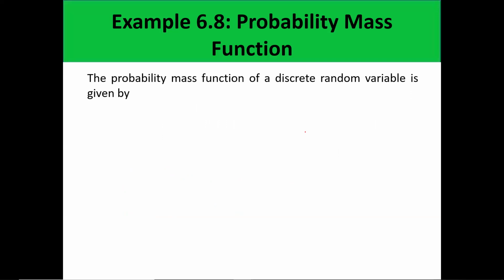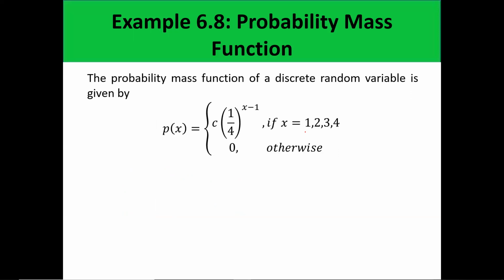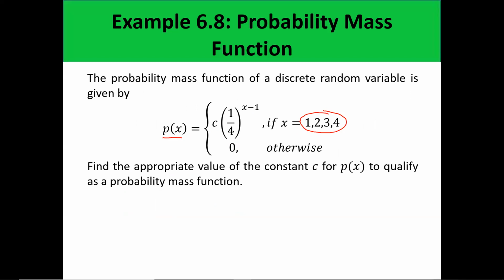And finally, the probability mass function of a discrete random variable is given by the formula small p of x equals small c times 1/4 raised to x minus 1 whenever x is equal to 1, 2, 3, and 4. And the probability is 0 whenever x is not among these values. Okay, so the question is, find the appropriate value of the constant c for p of x to qualify as a probability mass function. So in this case, we shall create the table first.